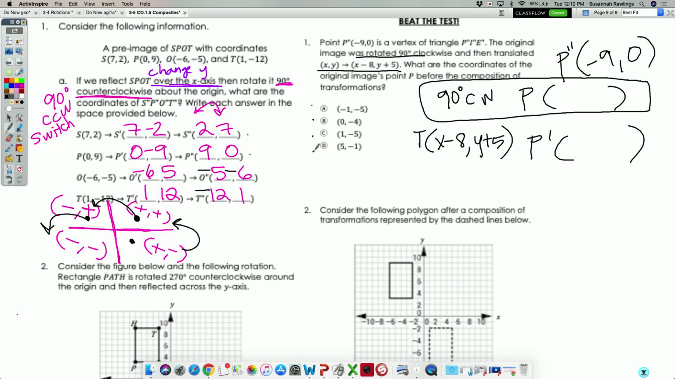So we're working backwards, which means we are going to do the translation first. I'm not looking for my image here. I'm going backwards. So I'm going to take my point and I'm going to not plug it in. I'm going to do what? Set it equal to. So I'm going to do x minus 8 equals negative 9. I'm solving for my pre-image point. Do that. Again, that should be easy by now.